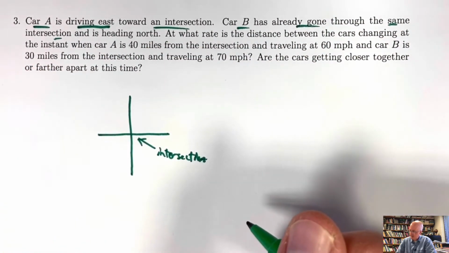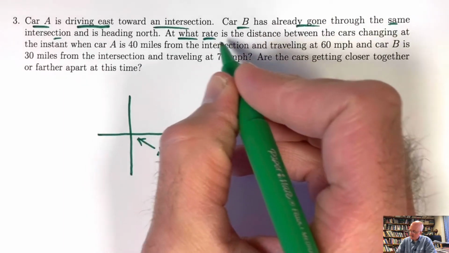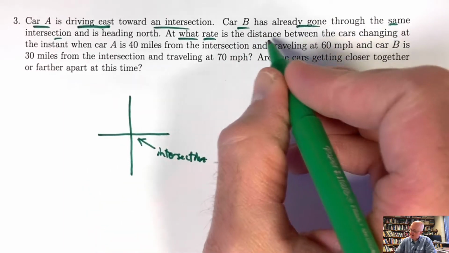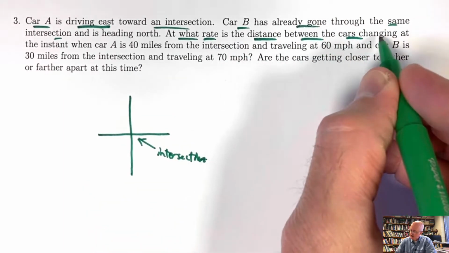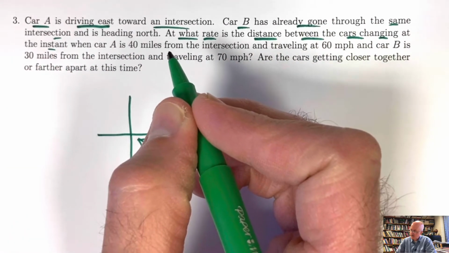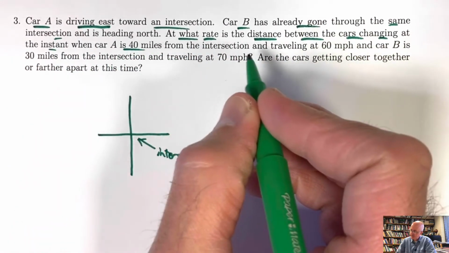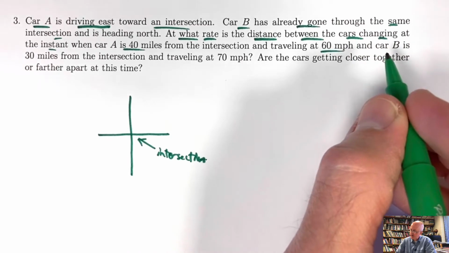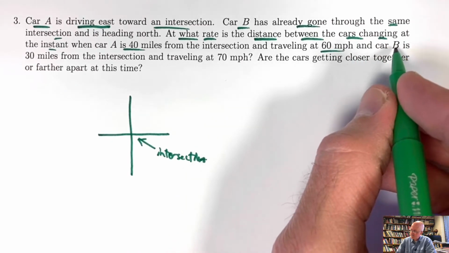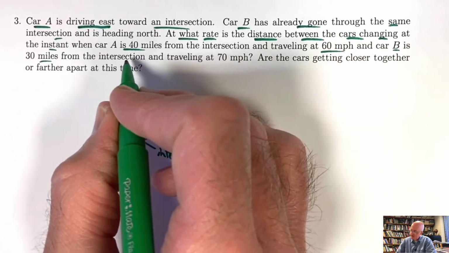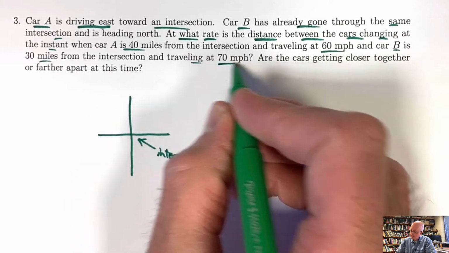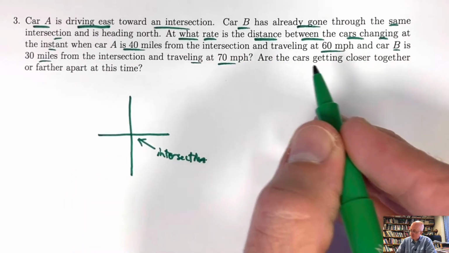At what rate, derivative, is the distance between the cars changing at the instant when car A happens to be 40 miles away, traveling at 60 miles per hour? mph means miles per hour. Car B is 30 miles from the intersection and traveling northward at 70 miles per hour. So we'll find that rate.